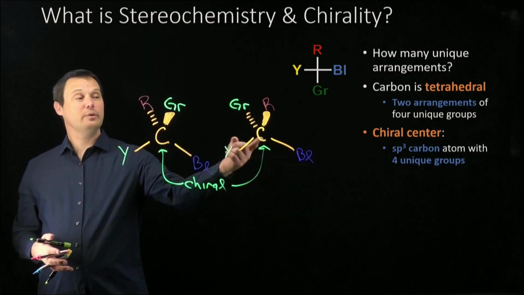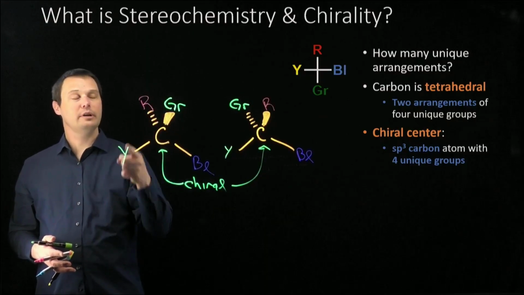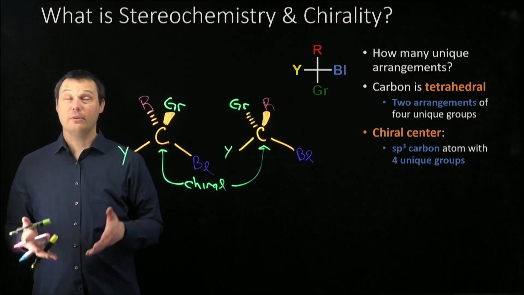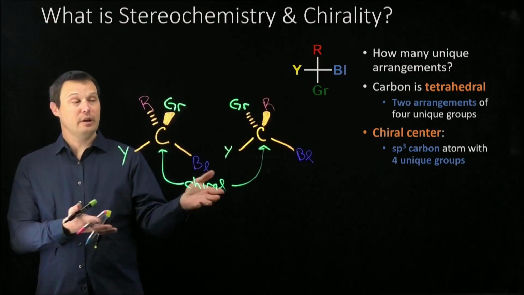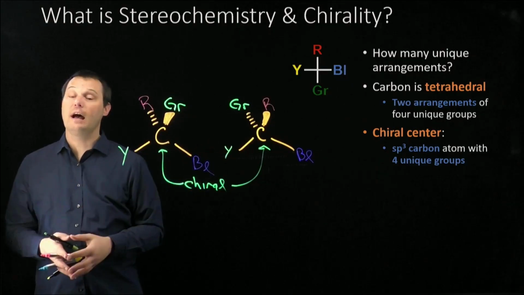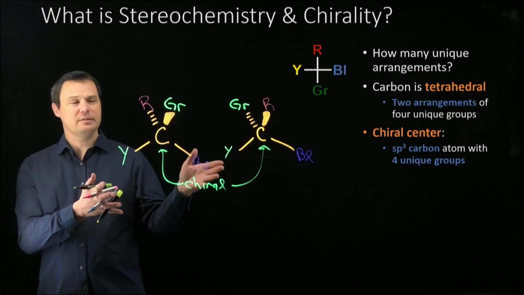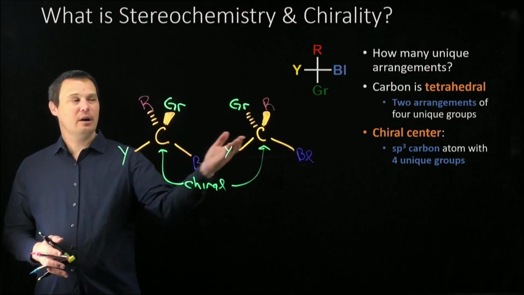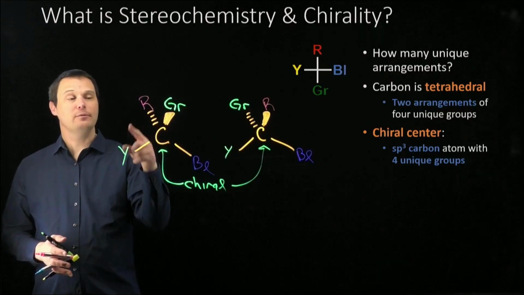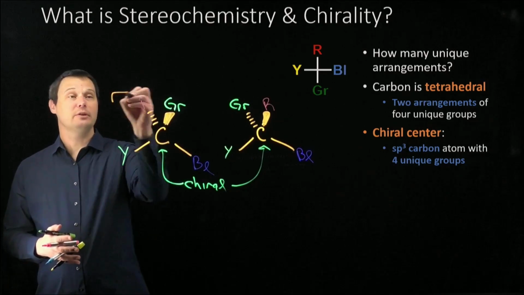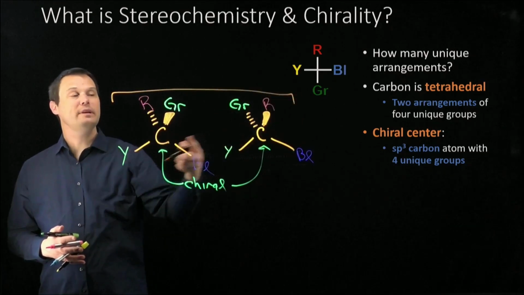Any sp3 hybridized carbon with 4 unique groups around it is a chiral center. There are certainly other examples of stereochemistry than chiral centers, but this is the most common in undergraduate organic chemistry, and this is the one we're going to talk about the most right here. These carbon atoms have a special name because they have 4 unique groups around them. We also have a special name for the relationship between these 2 molecules.